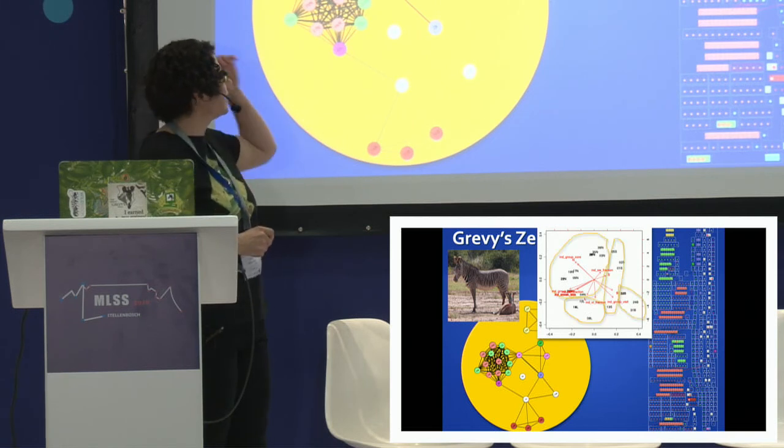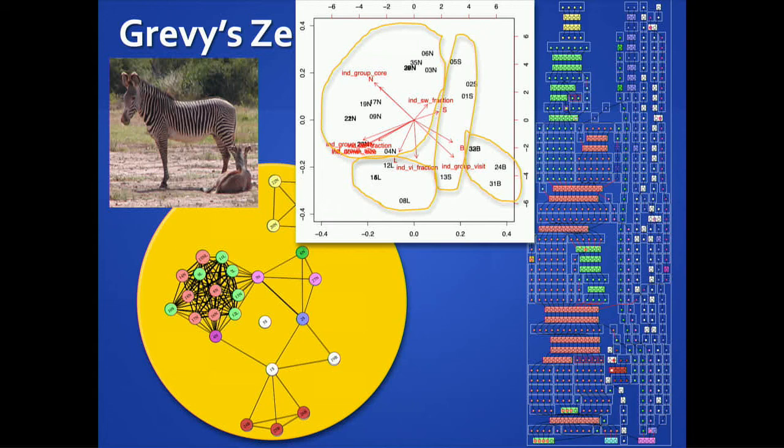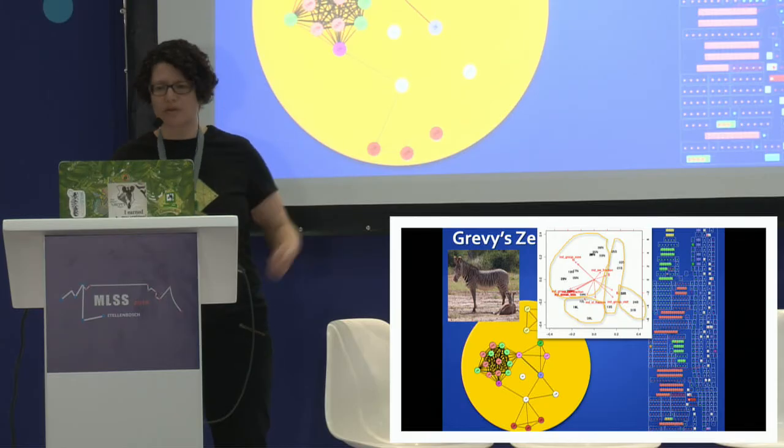If you look at this, here I will help you. These are lactating females, non-lactating females, stallions and bachelors, and they occupy very different parts of this dynamic space, which means the biology drives the dynamics of their social interactions.